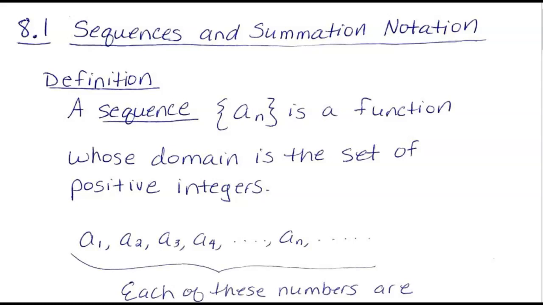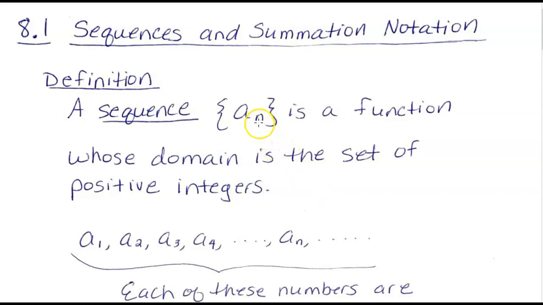This video covers section 8.1, Sequences and Summation Notation. The definition of a sequence is the set of terms defined by the notation a sub n, which represents a function whose domain is the set of positive integers, meaning 1, 2, 3, 4, 5, 6, etc.